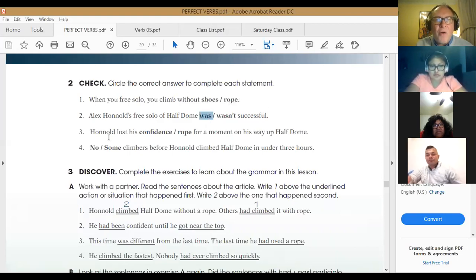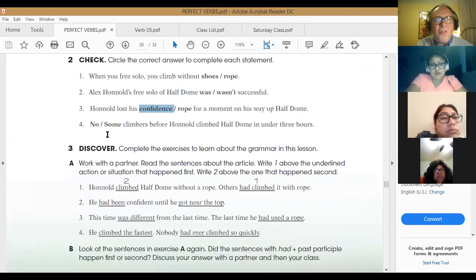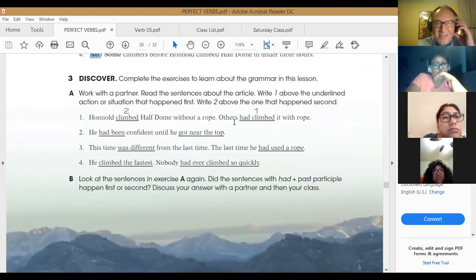All right. Honnold lost his confidence or lost his rope for a moment. What did he lose? He lost his confidence. Good. And what does it say next? It says no or some climbers before Honnold had climbed it in under 3 hours. No, none. He was the first one, right? He was the first one. Good, good. All right, now let's look at the past perfect here in these sentences.